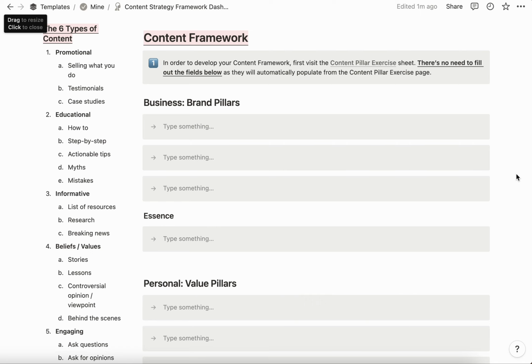So generally speaking, there are 6 different types of content that we're going to be focused on for this exercise.